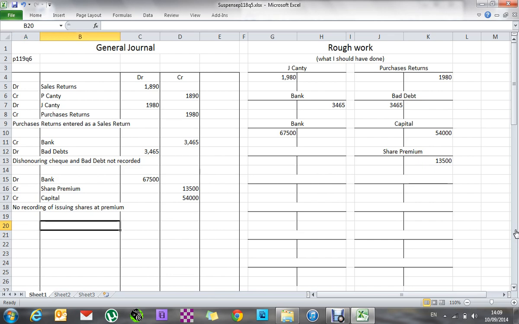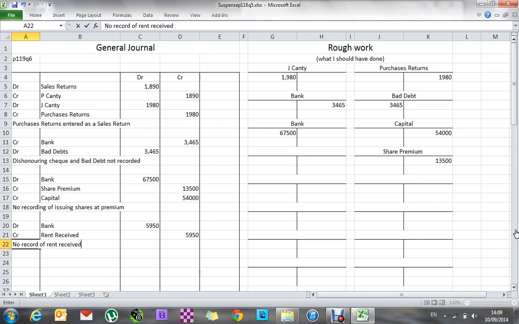So I can do that. I don't need to do the rough work for this. So I know that my bank has more money. So I go DR bank, and the amount is 5950, and then I'll CR the rent received, because that's what I received money for. 5950. So no recording of rent received.